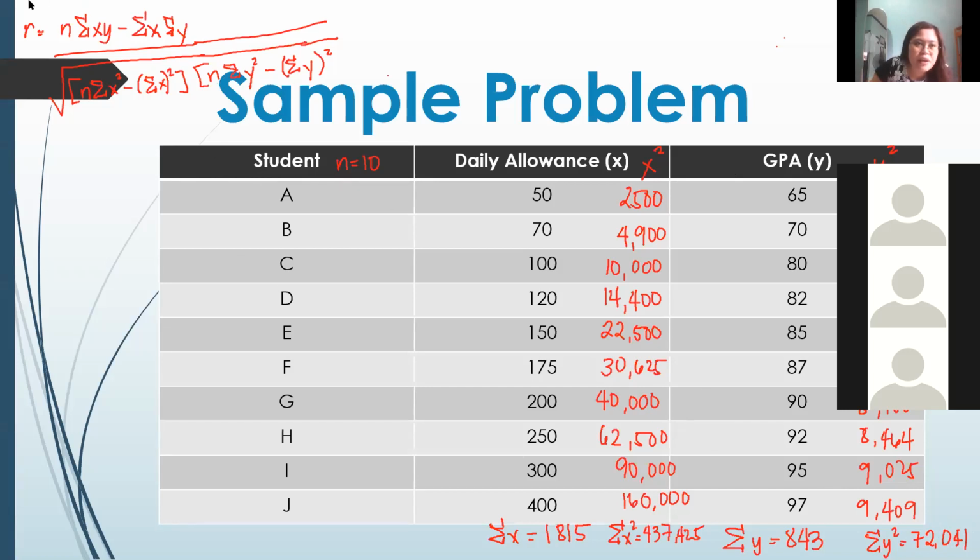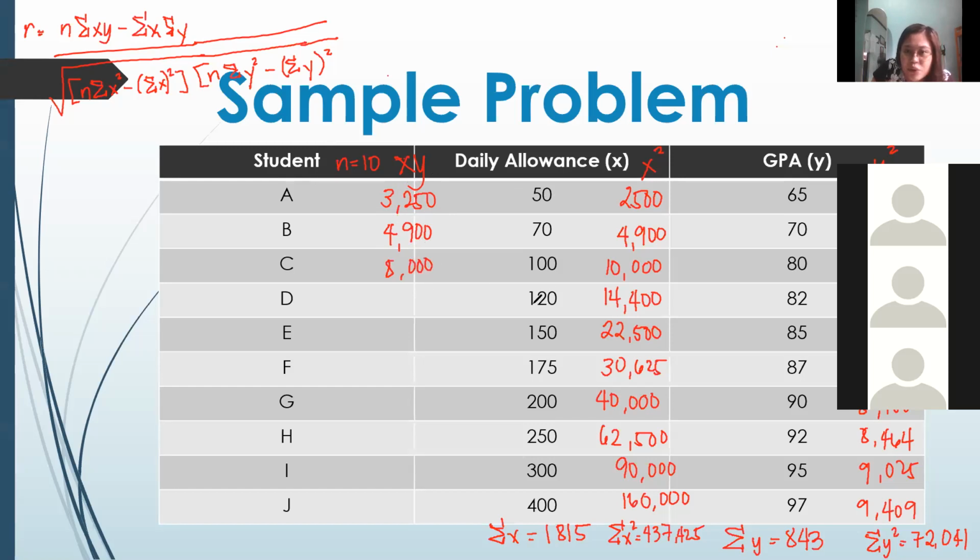Remember in our formula, we need the summation of x times y. Multiply each. Like 50 times 65 is 3,250. These are x times y. So 70 times 70 is 4,900. 100 times 80, of course, 8,000.